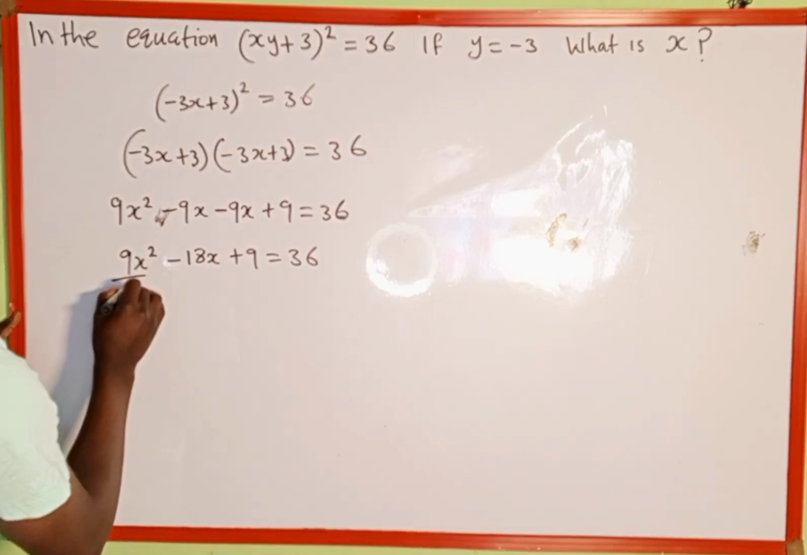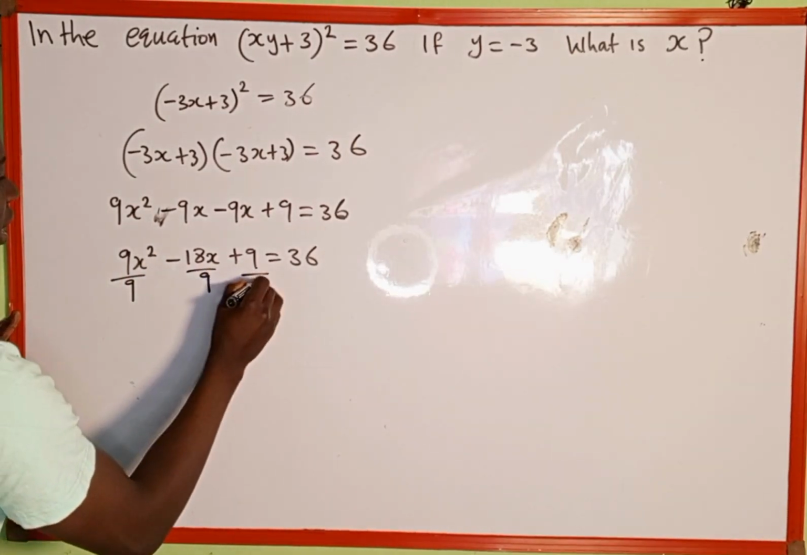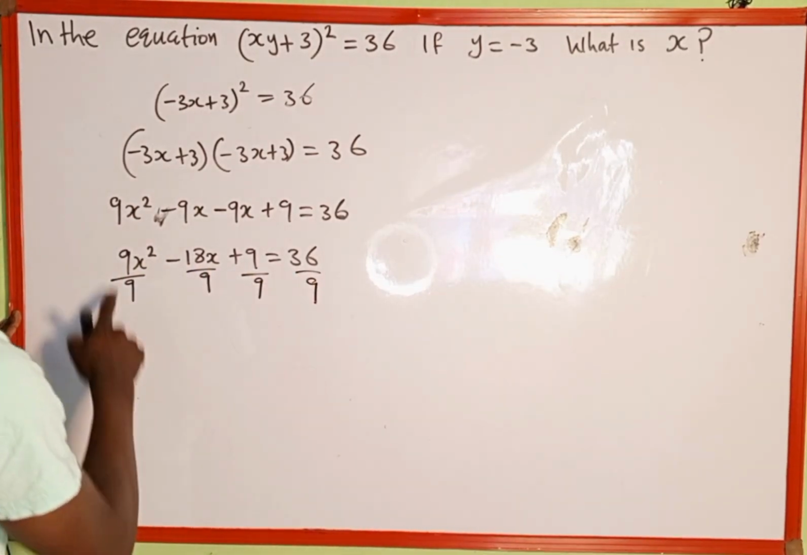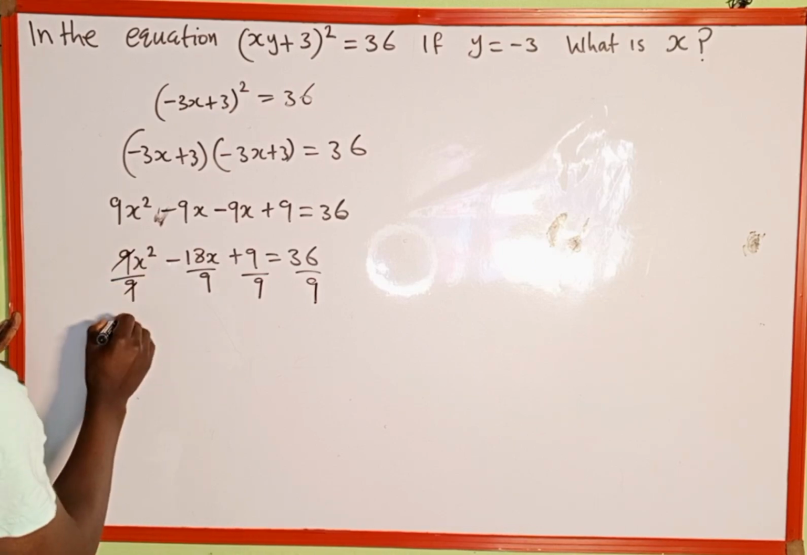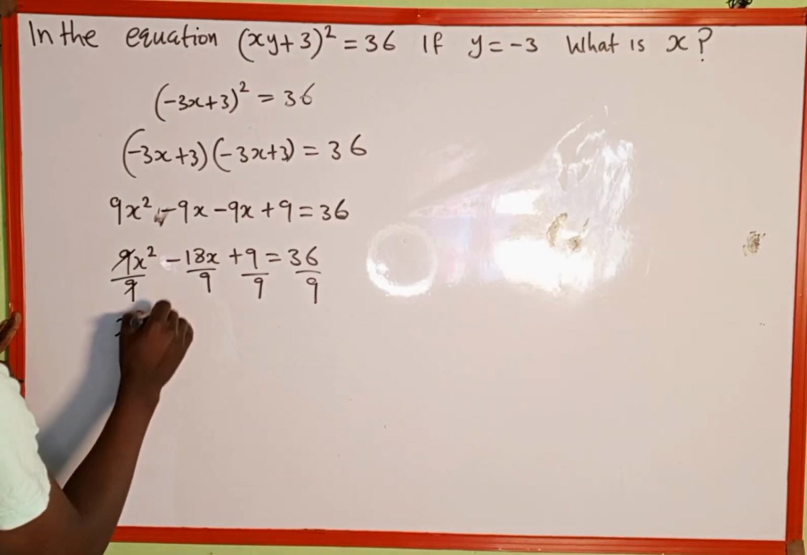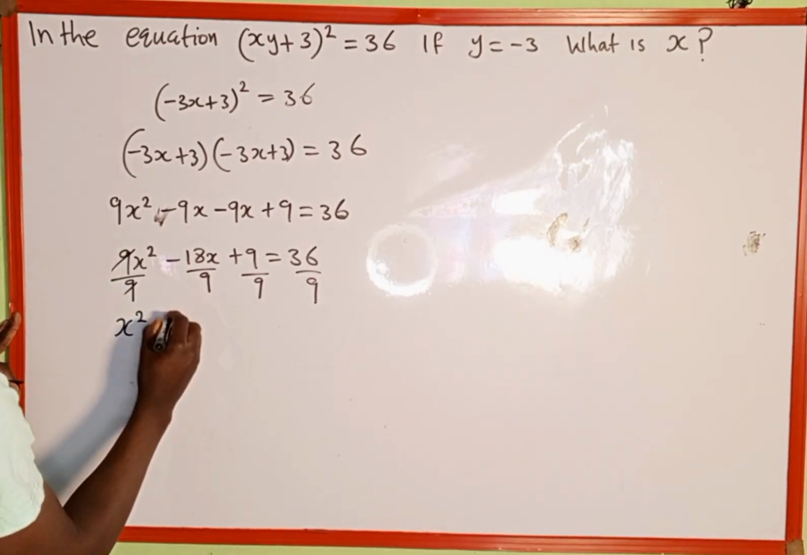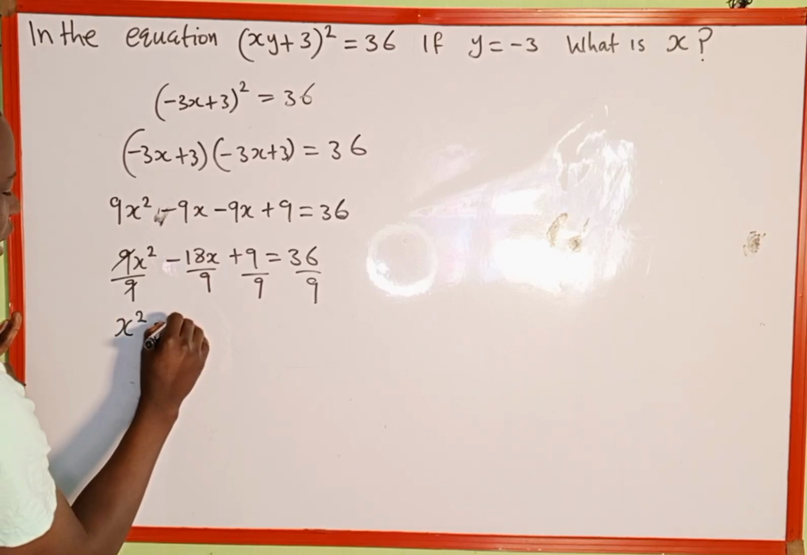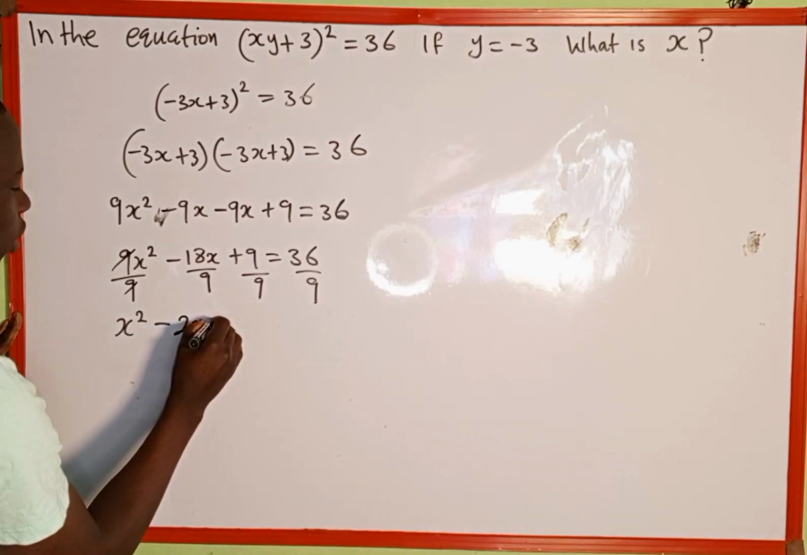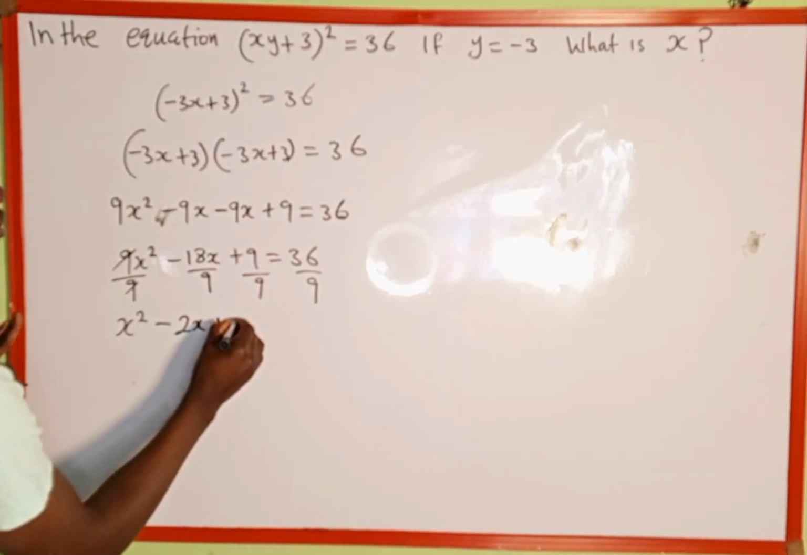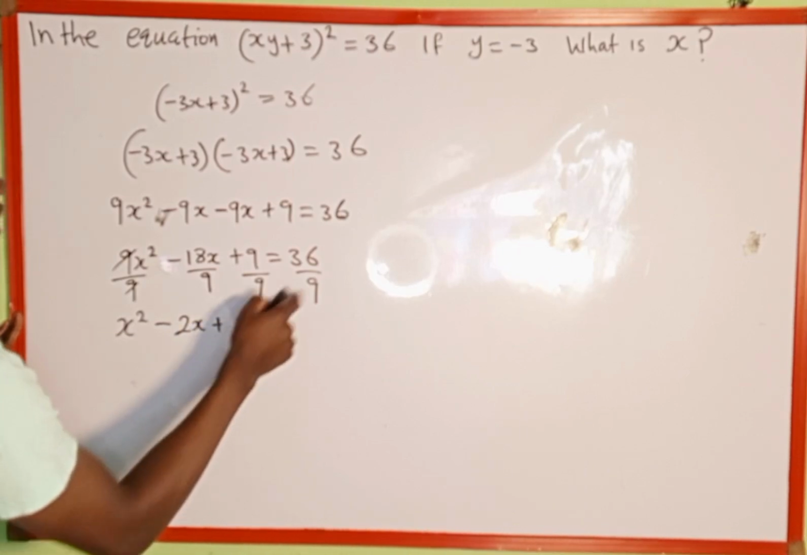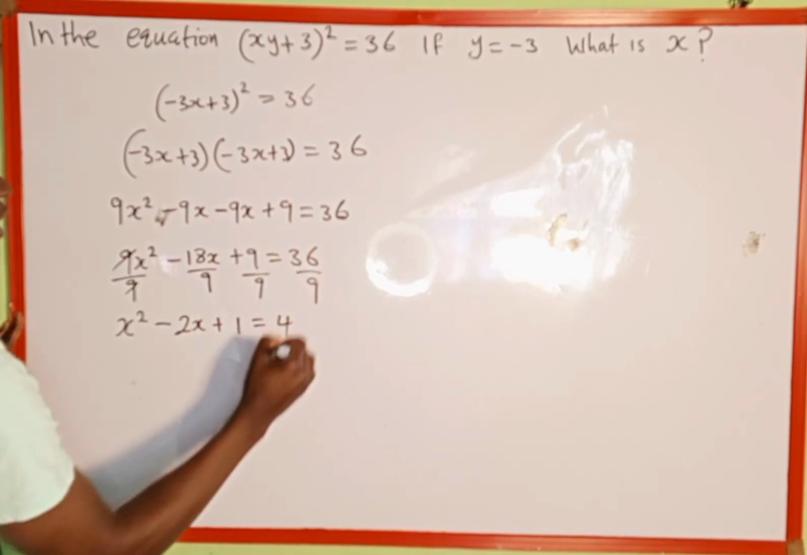So we divide this by 9, then 9, 9, also 9. 9 divided by 9 is going to cancel. We are left with x squared. Then minus 18 divided by 9 is going to be 2, then multiplied by x, we have 2x. Then plus 9 divided by 9 is going to be 1, which is equal to 36 divided by 9, which is the same as 4.